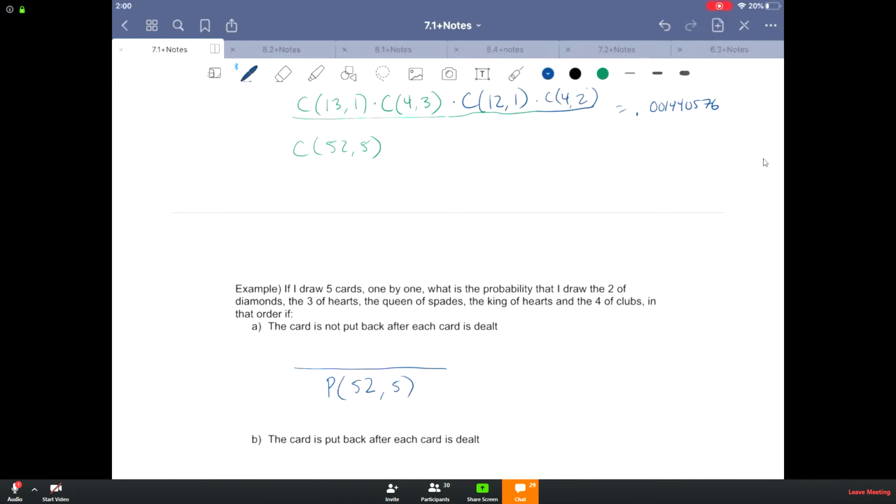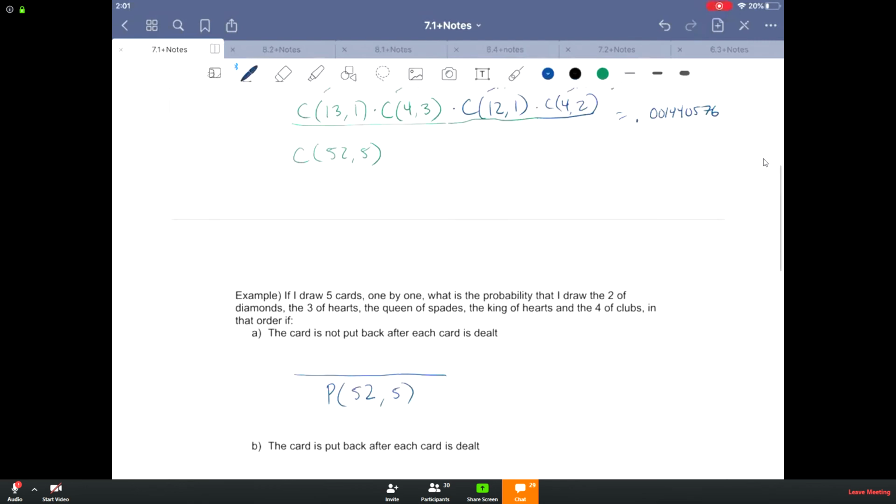Okay, now think about this one in the sense that, okay, how many ways can I give you the 2 of diamonds? So the first card I want is the 2 of diamonds. How many ways can we do that? So how many 2 of diamonds are there? There's only 1, right? So you got 1. How many 3 of hearts are there? Well, there's only 1, right? The queen of spades, there's only 1. The king of hearts, there's only 1. The 4 of clubs, there's only 1. Right? In a sense, there is only one way to do that. All right, so your numerator is 1.